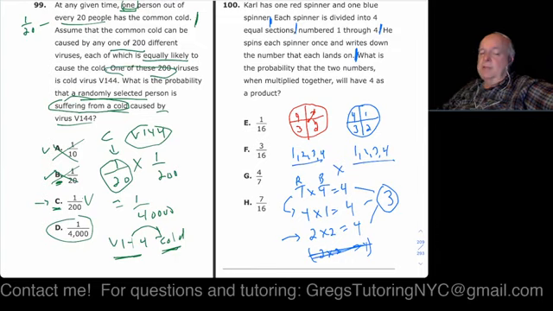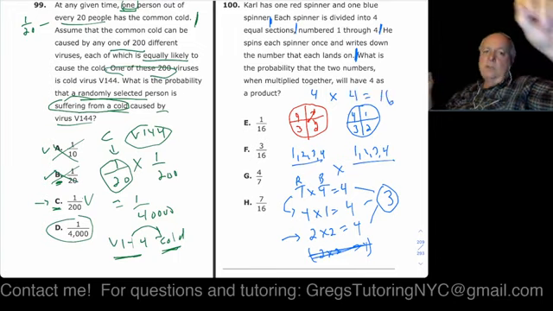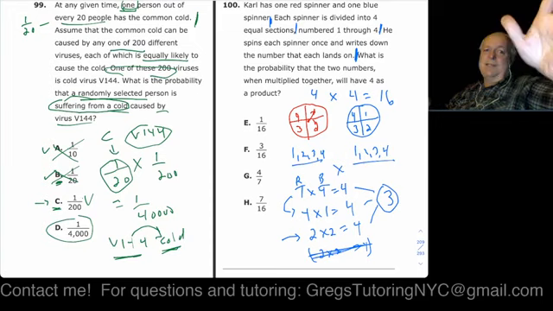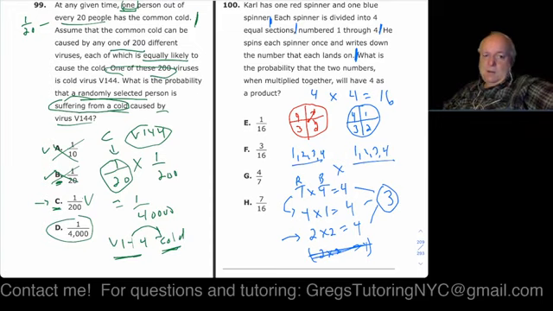Out of how many possibilities? Well, there's 4 here and 4 here. 4 red and 4 blue. So we have 16 possibilities. We can list them out. There's 1 1, 1 2, 1 3, 1 4. 2 1, 2 2, 2 3, 2 4. 3 1, 3 2, 3 3, 3 4, and 4 1, 4 2, 4 3, 4 4. That's 16 possibilities. So that's our answer. It's going to be 3 out of 16.